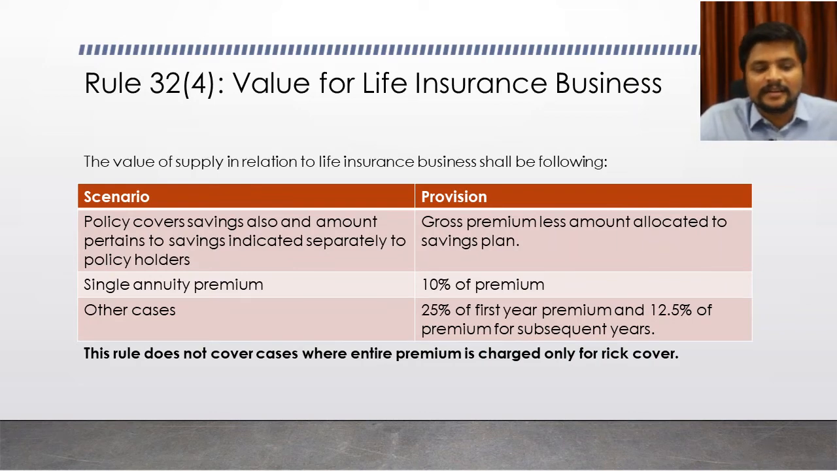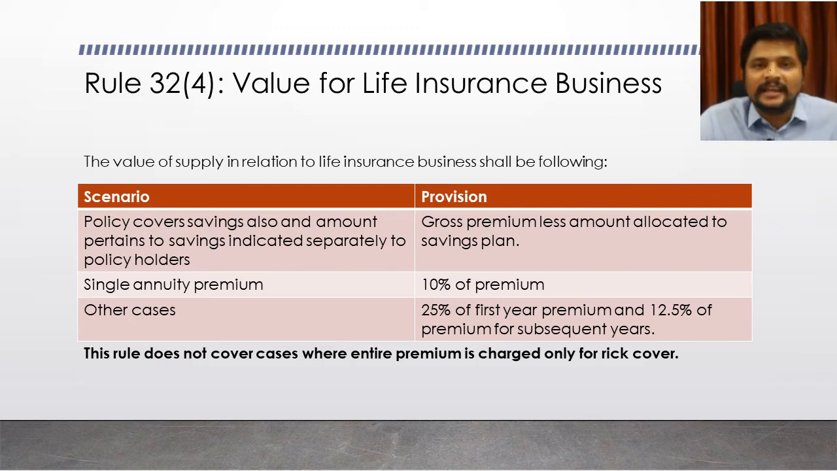Okay, second scenario is where the policy is like a single annuity premium. It is a single premium paid on an annual basis, and though it may have risk cover plus savings cover, whatever the case may be, the savings amount or savings plan is not specifically mentioned. It is not separately provided to the policy holder. In those cases, the value will be 10% of the total premium. 10% of the total premium paid by the policy holder will become the value for this life insurance business.